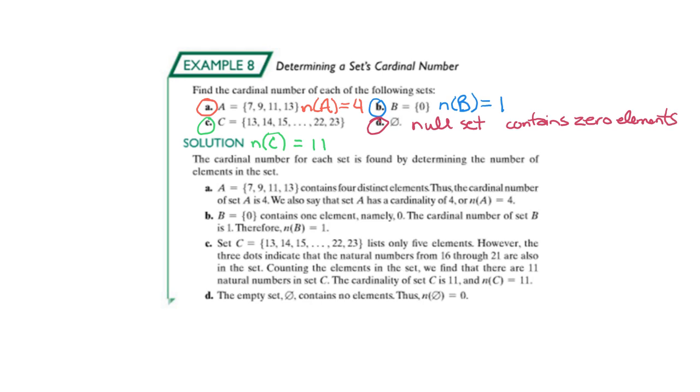So if I'm asking for the cardinality of the null set, I'm going to say it's 0. It contains 0 elements.